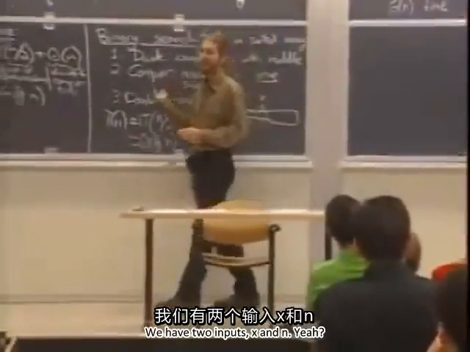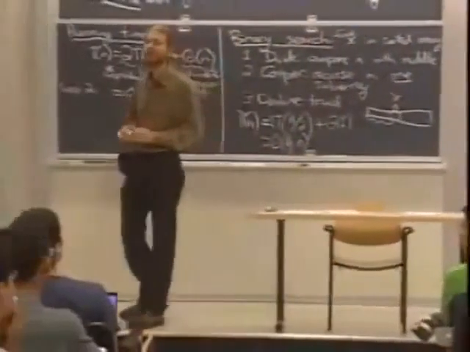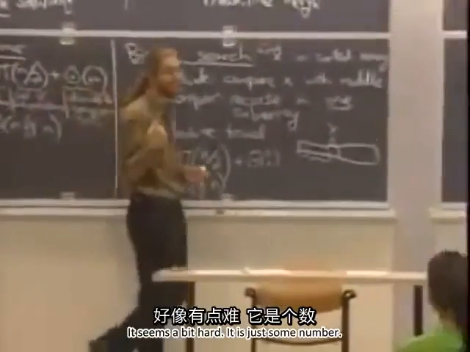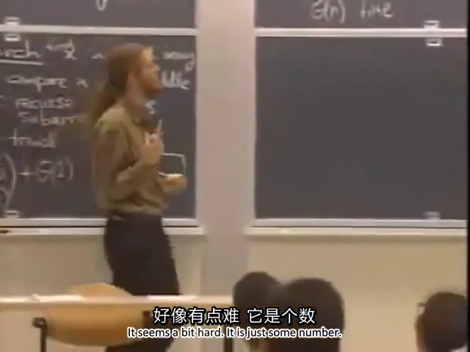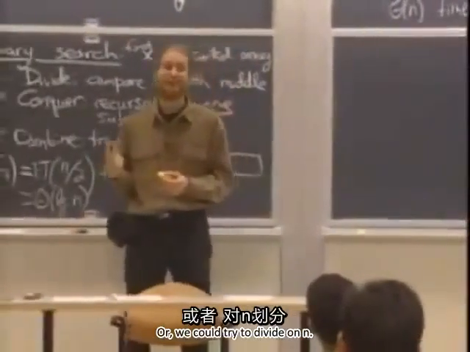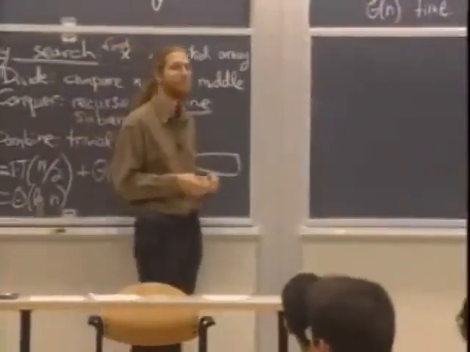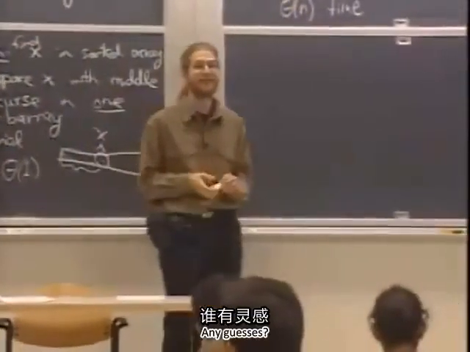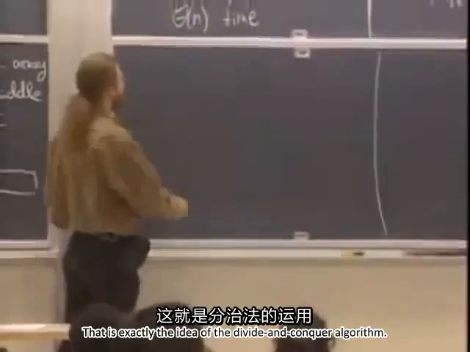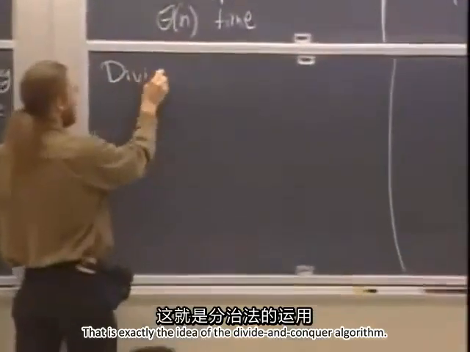How is this a divide and conquer problem? We have two inputs, x and n. So we could try to divide on x. Seems a bit hard, it's just some number. Or we could try to divide on n. Any guesses? Look at x to the n over 2. Very good. That's exactly the idea of the divide and conquer algorithm.